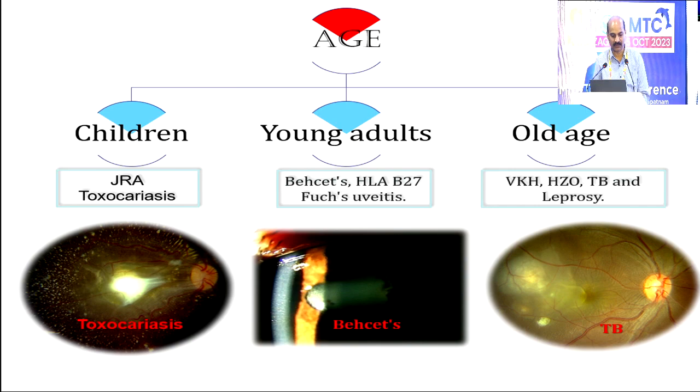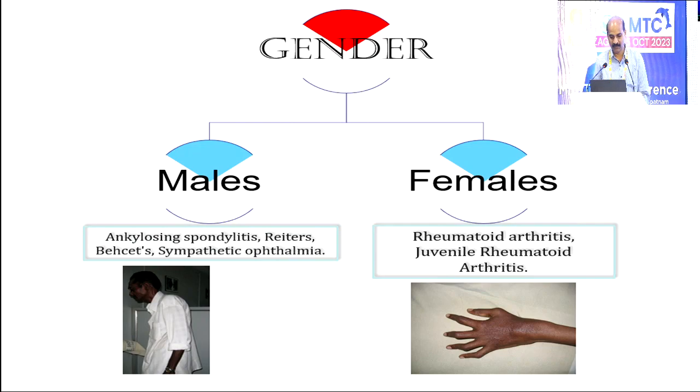With respect to age, if a child comes, we need to think in terms of infective and immunological causes: JRA is immunological, toxocariasis is infective. In middle age and young adults, think of autoimmune conditions like HLA-B27, Behçet's and Fuchs. In old age, infective causes again come into the picture: VKH, herpes, tuberculosis, leprosy. So these are the patterns in which the etiology distributes.